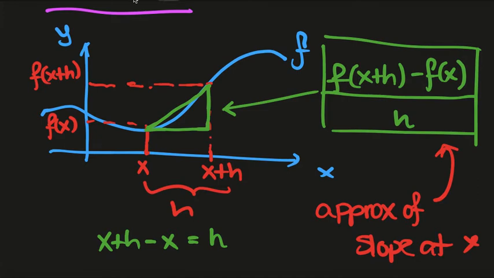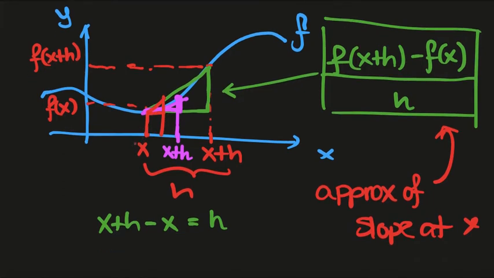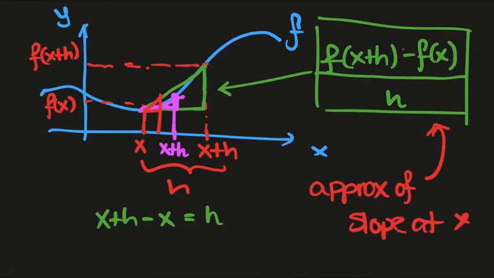We could get a better approximation for the slope if we made h a little smaller. Let's say we took h to be this far away. Now this is our new x plus h, and it gets even better. The approximation is better and better the smaller h goes. Ideally you would want to make h as small as it can go, but it can't be 0 because then we would just have 0 over 0.